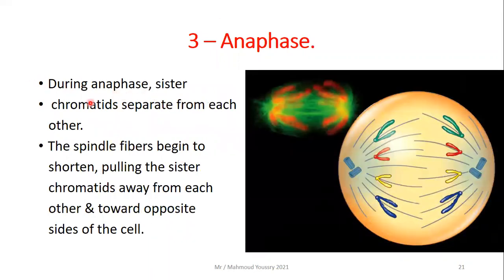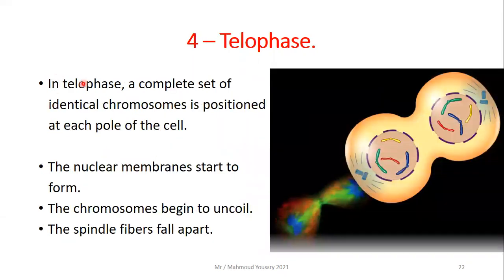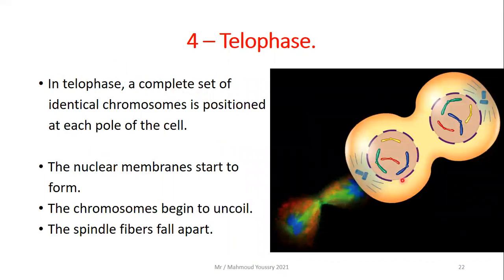During anaphase, the sister chromatids separate from each other. As you see, the sister chromatids are separated from each other. The spindle fibers begin to shorten, pulling the sister chromatids away from each other and toward the opposite sides of the cell. Then telophase. In telophase, a complete set of identical chromosomes is positioned at each pole of the cell. As you can see, the nuclear membranes start to reform around the new nuclei. The chromosomes begin to uncoil and the spindle fibers fall apart. There is no need for them again.